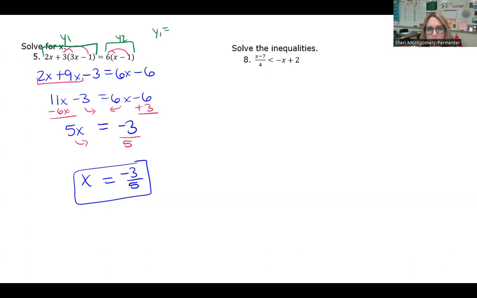So y1 equals 2x plus 3, and then 3x minus 1. Y2 will be 6, and then x minus 1. We don't do much with graphing because we don't get graphing calculators on TSI, but you do get them on the ACC final, so we're going to practice how to use them.